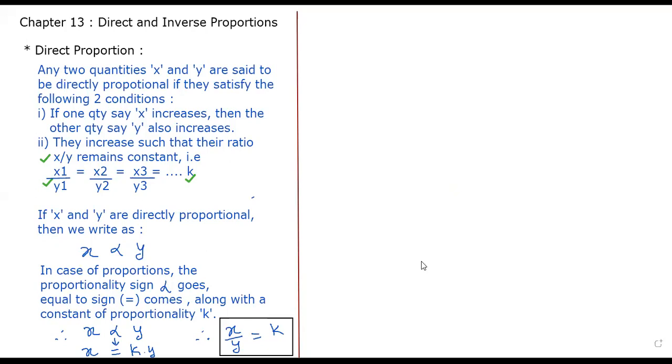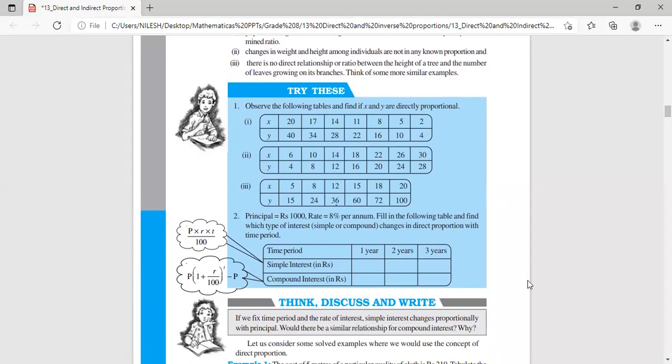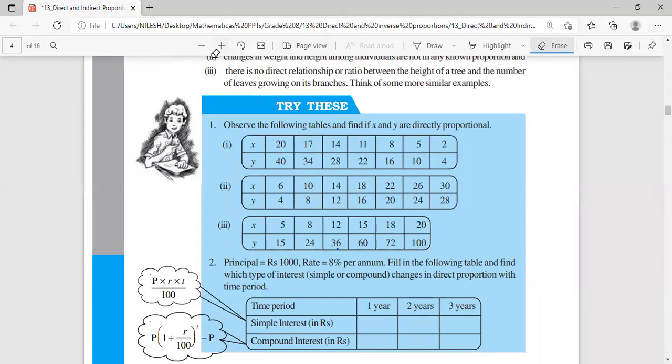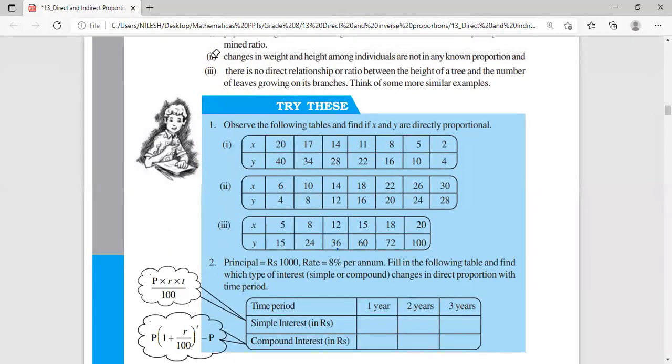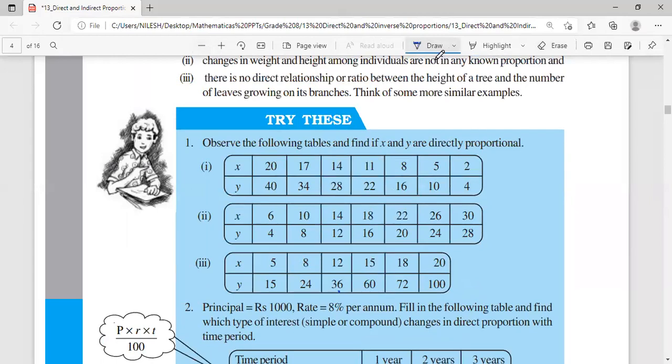Now open your textbooks. This question we will solve with the textbook itself. Try this page number 204. Can you see this question in your textbooks? Observe the following tables and find if x and y are directly proportional. When will x and y be directly proportional?